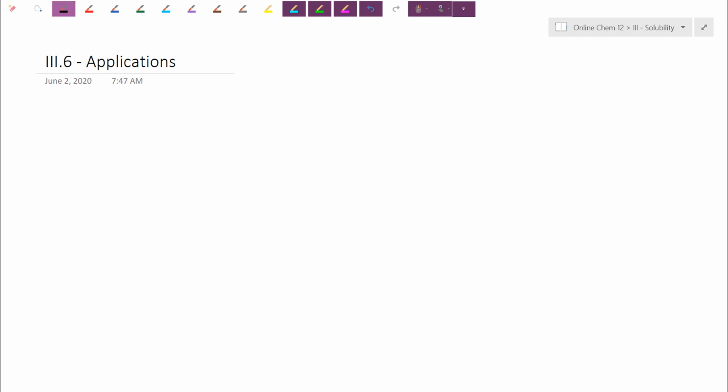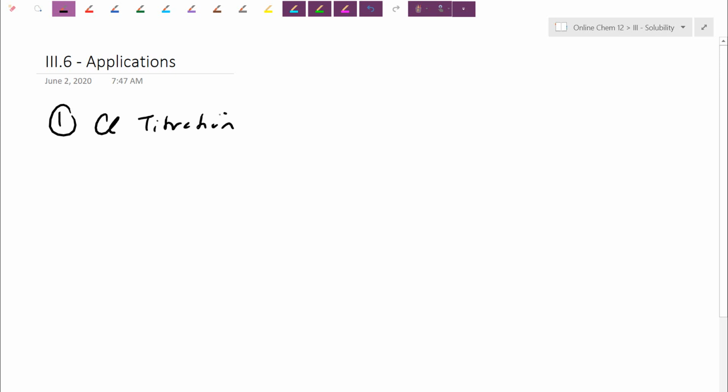So in this last little bit here, I'm just going to introduce to you two applications of these solubility concepts. So where do we see this in everyday life, and how can I actually take advantage of this? The first application I'm going to talk about is referred to as a chloride titration.